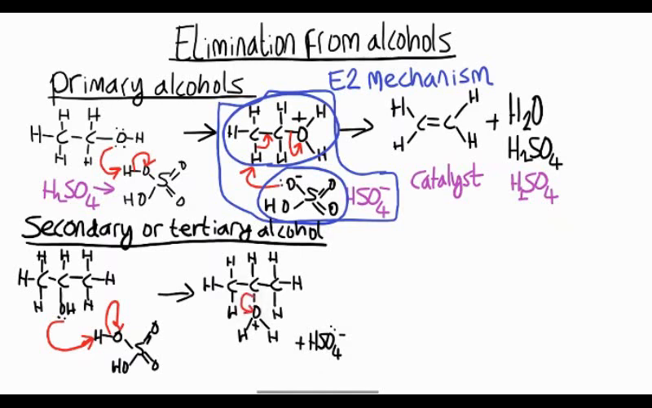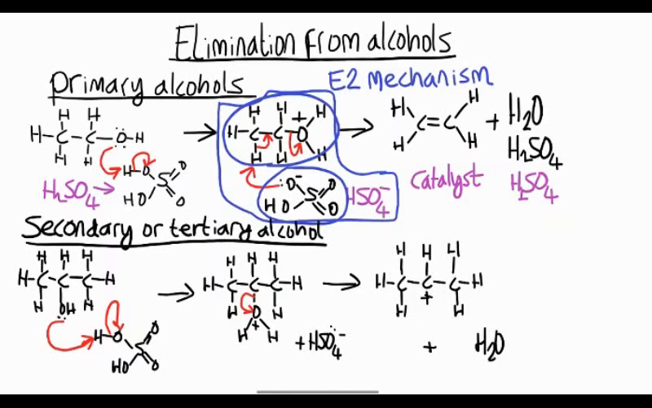Both of the electrons in the carbon-oxygen bond go to the oxygen to make it a neutral water molecule, but that leaves behind a positively charged carbon atom in the middle of this molecule. We call it a carbocation intermediate, and there's a water molecule that's been released.